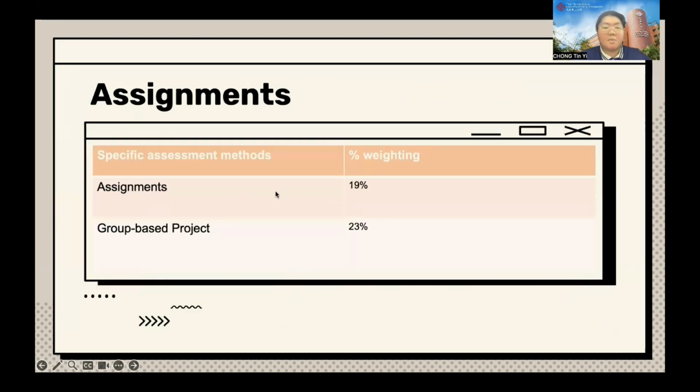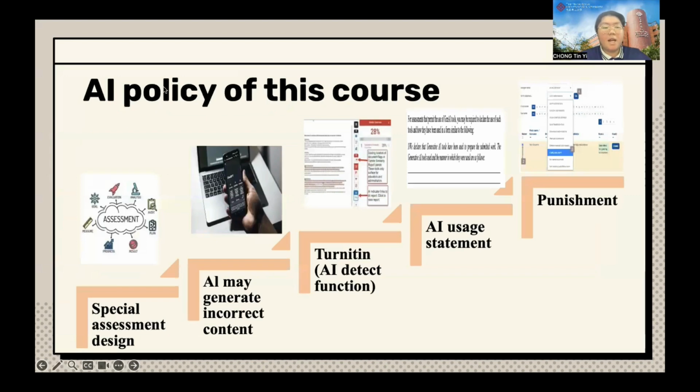There are two main types of assessment. One is assignments, and one is group projects. The weighting of assignments is 90%, and the weighting of the group project is 23%. There are five main types of AI policies in these courses: special assignment design, AI may generate incorrect context, Turnitin AI detection, AI use statement, and punishment.